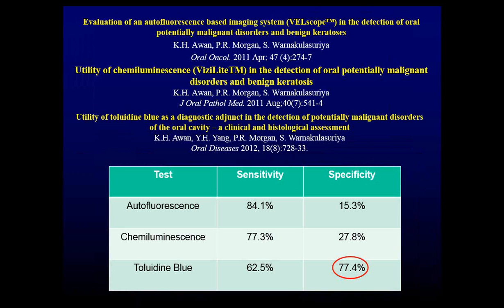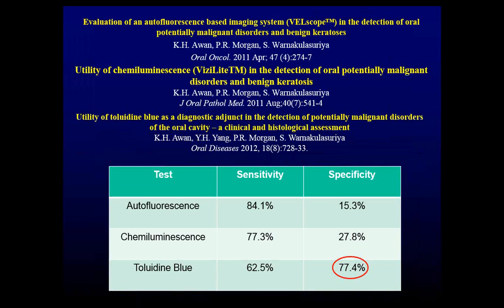Me and my group, we did a series of studies looking at the diagnostic accuracy of all the 3 tests: the Veliscope, the Visilite, and the toluene blue. We selected around 150 cases in which we ran all the 3 tests, and we did a biopsy to confirm the histopathology analysis. But we found out that the sensitivity of all the 3 tests was on a higher side.